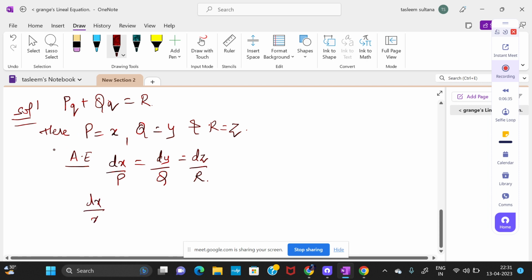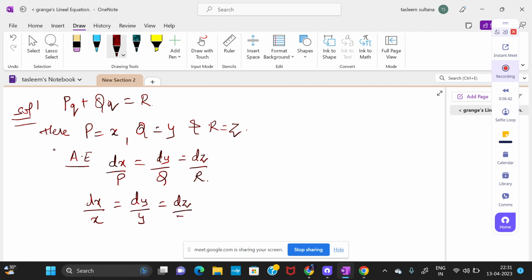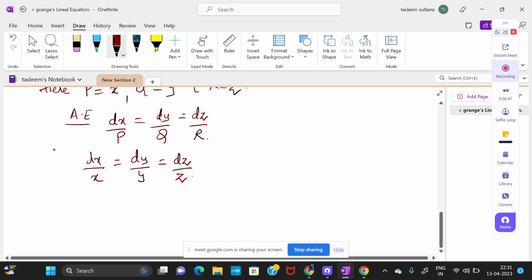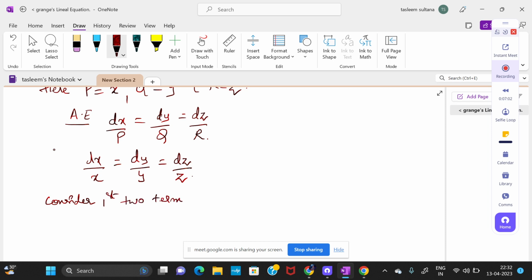dx by x is equal to dy by y is equal to dz by z. Now first consider any two equations. So for the first solution, we will take the first two terms, that is dx by x is equal to dy by y.